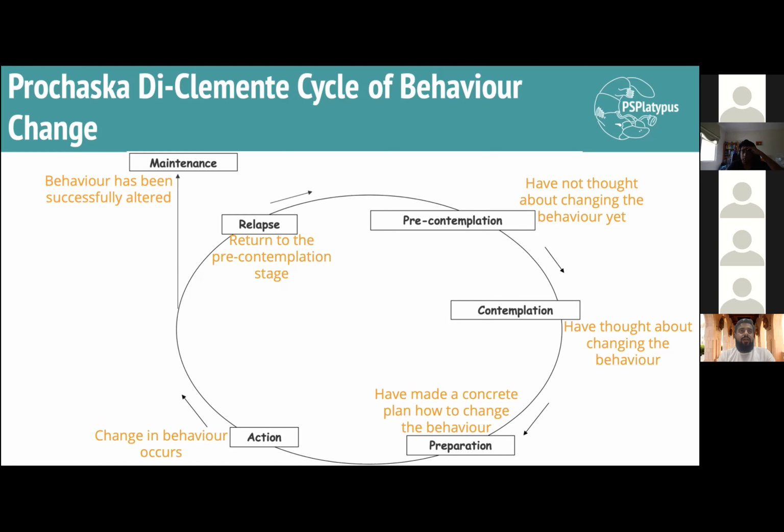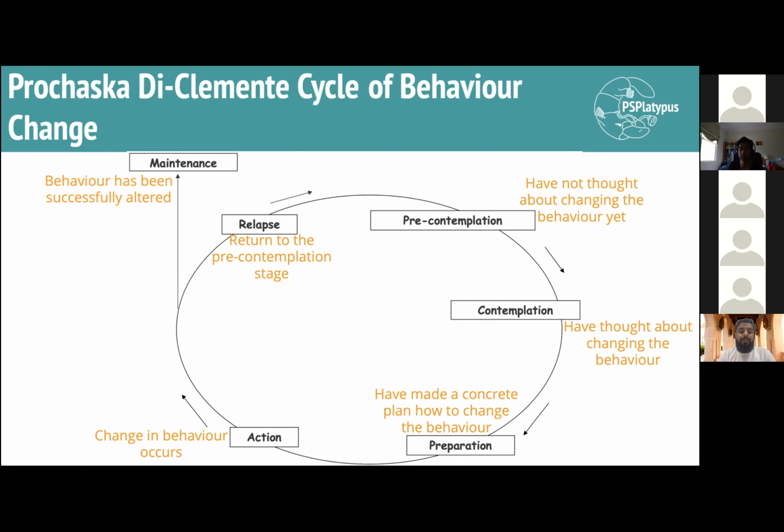If we have a smoking habit, we have a smoker, he or she thinks that smoking is a good habit and it doesn't need to be changed. Then the contemplation stage, where they start to think about changing this behavior. For example, if their doctor told them that smoking is harmful, it can cause lung cancer, then they will think about changing this behavior.